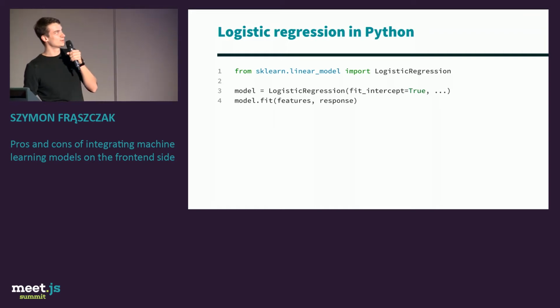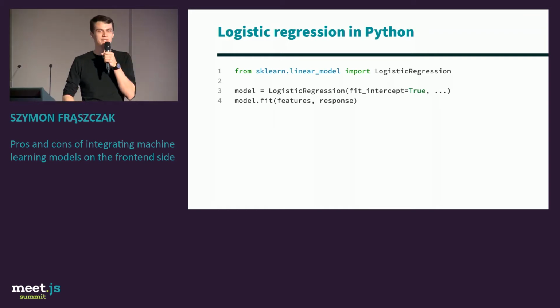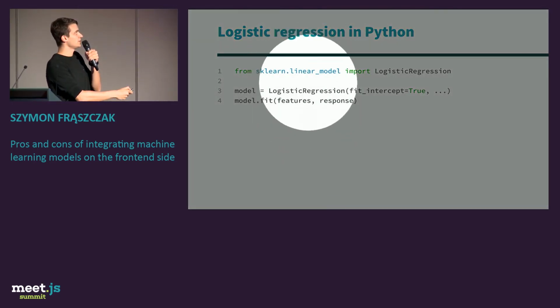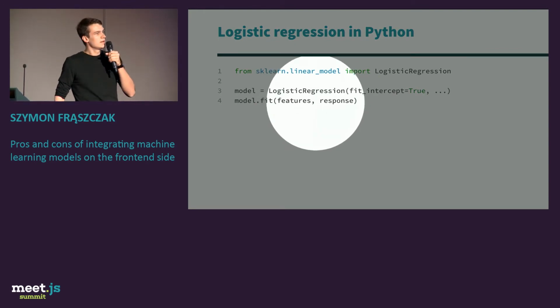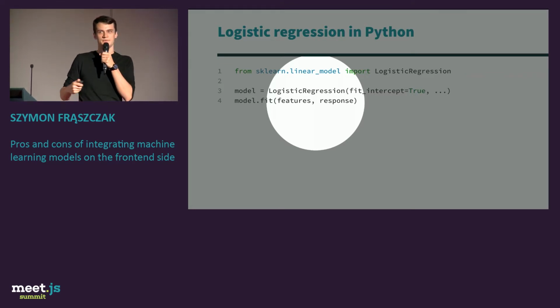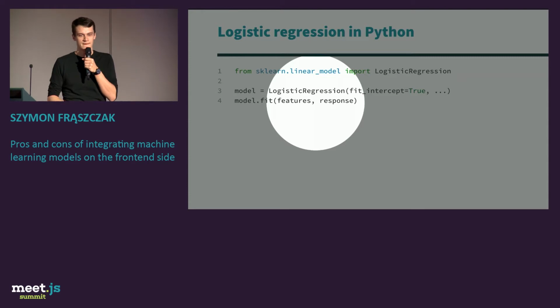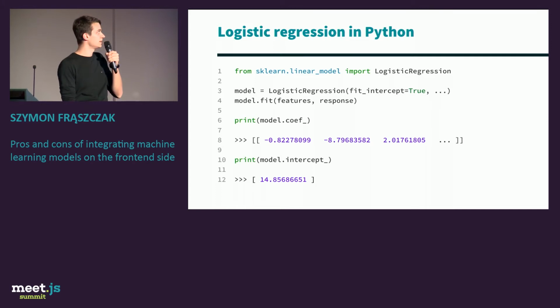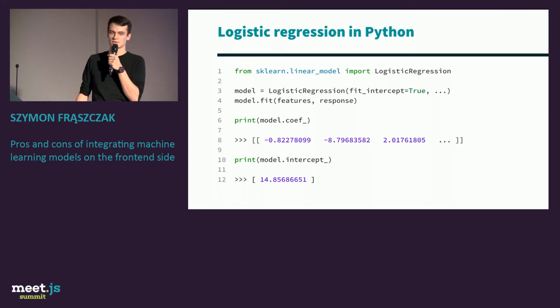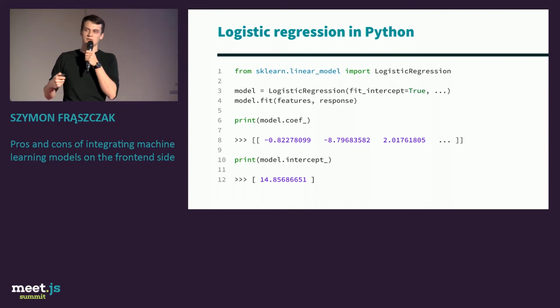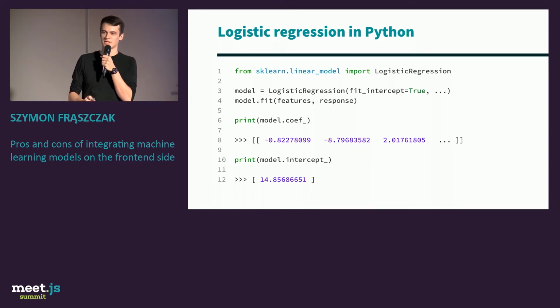Here you can see the code, which is responsible for creating and training your logistic regression model. And on the fourth line, we're using the fit method in order to train our model. So we are passing the features variables and the response variable. What's important here is that once you train your model, you get its parameters. Those are coefficients and intercept. Those parameters are important because they are needed to calculate the result of the logistic regression equation.